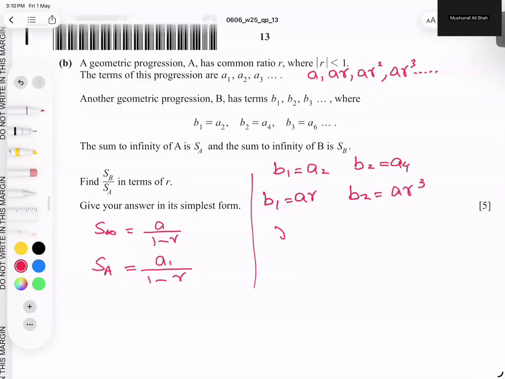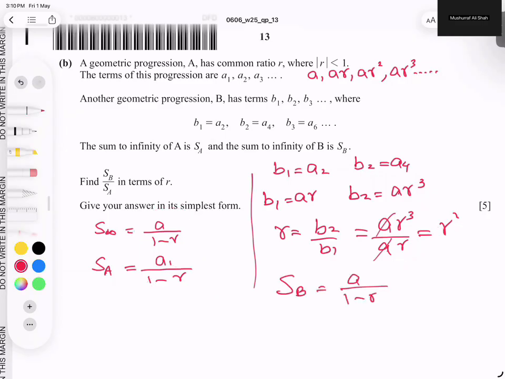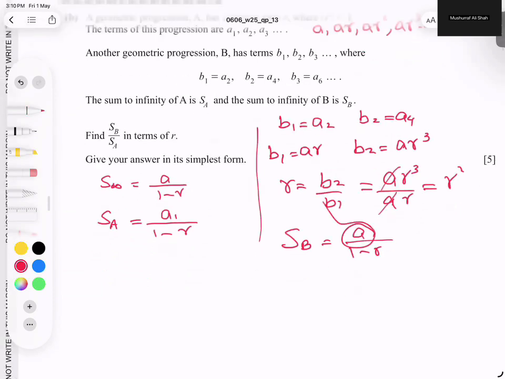If I'm finding the common ratio, students, how do we find it? The second term divided by the first term. I'm saying B2 divided by B1, and B2 is AR cubed and B1 is AR. So AR cancels, and I get R squared. Here the common ratio is R, as you know very well, but here the common ratio is R squared. And the sum to infinity of B, the formula is A over 1 minus R. And what is A, students? A is basically AR, because B1 is called the first term and that is AR. So I'm copying here AR, and the common ratio I'm writing as R squared.